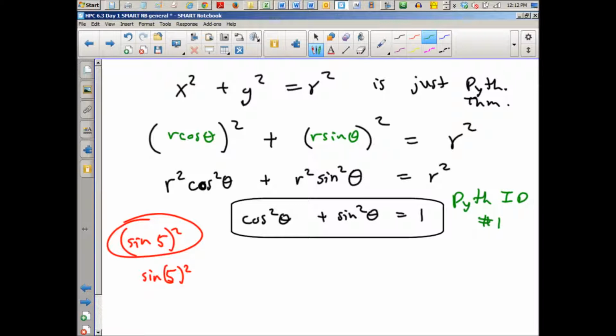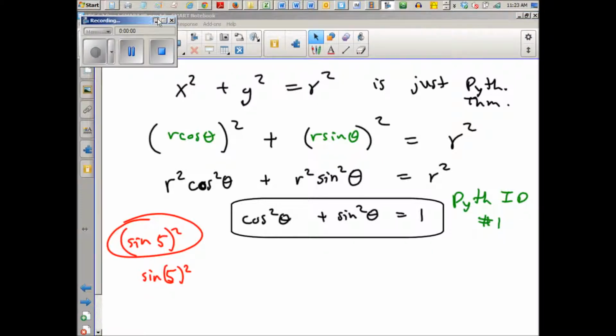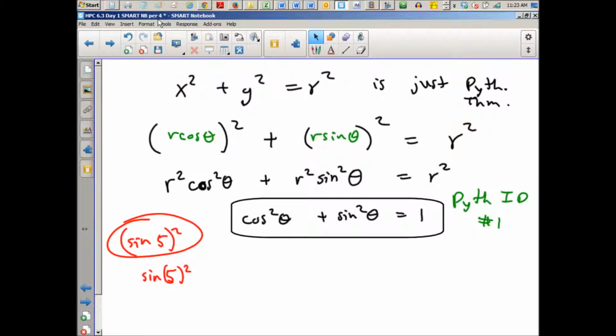There are 2 more. I'd like you to look at the book and see if you can figure out what they are. We'll go over them tomorrow. Is this sufficient proof? So what we're going to do with this is take this existing identity and manipulate it to create 2 new ones. Okay? I'll do the first one and then you do the second one.